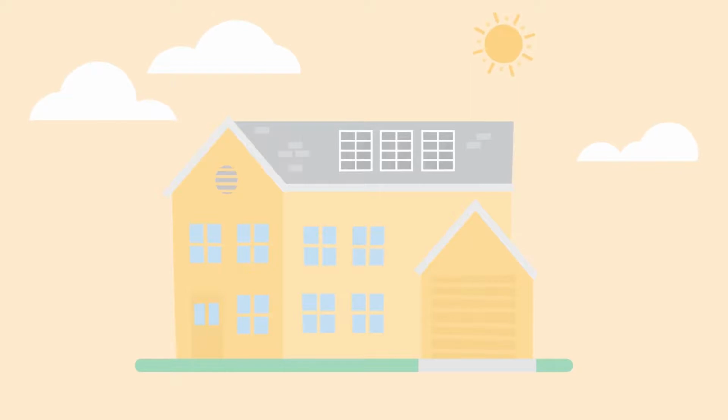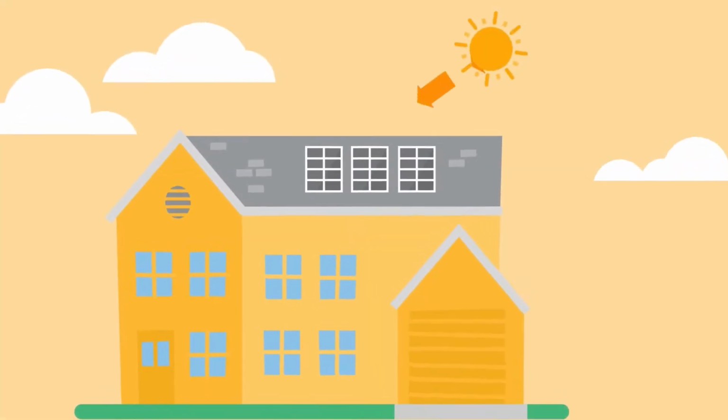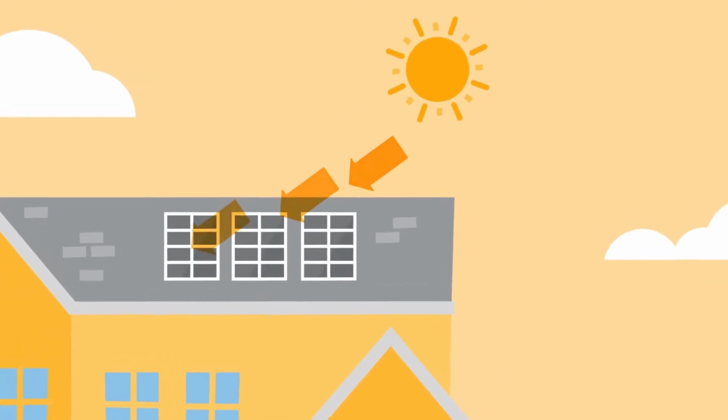This video will walk you through a typical day in the life of a solar PV system. Sunlight shines on the solar panels. The solar PV cells in the panels convert sunlight into direct current electricity, also called DC electricity. The DC electricity flows to the inverter.